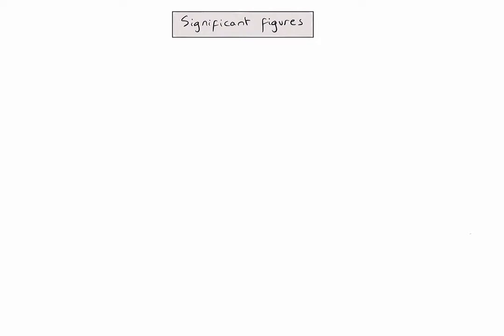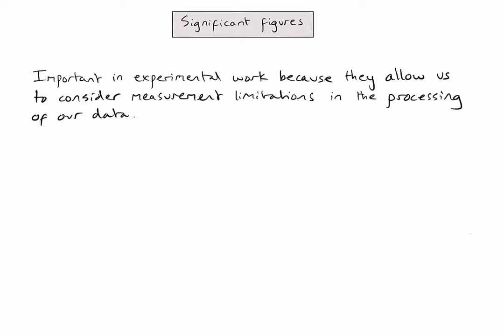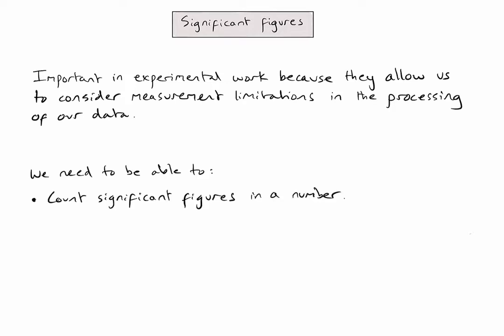For the same reasons that understanding decimal places is important, understanding significant figures is also important in experimental work, particularly because they allow us to consider measurement limitations when we're processing our experimental data. In IB chemistry, we firstly need to be able to count the number of significant figures in a value. And secondly, we need to consider significant figures when multiplying or dividing measurement values in a processing of our data.